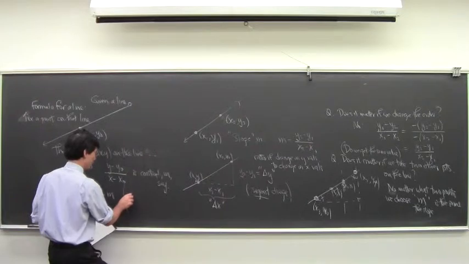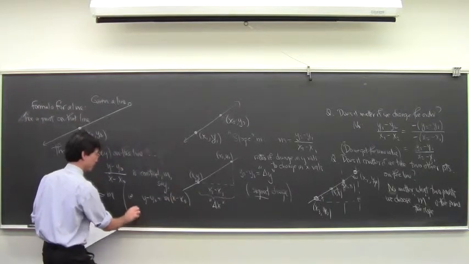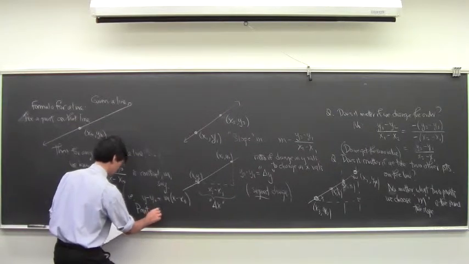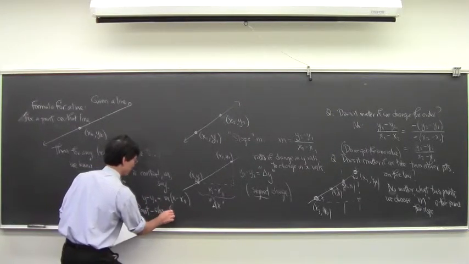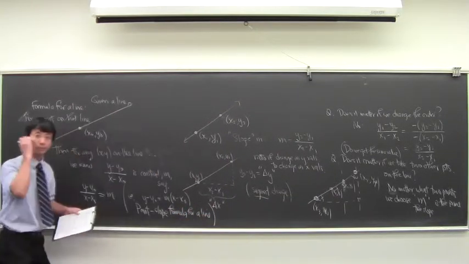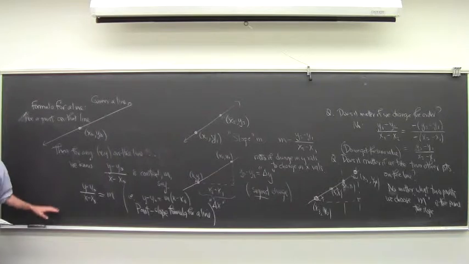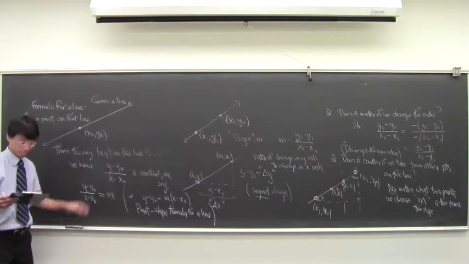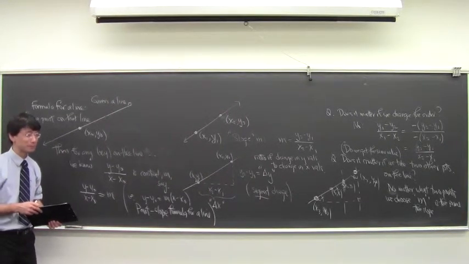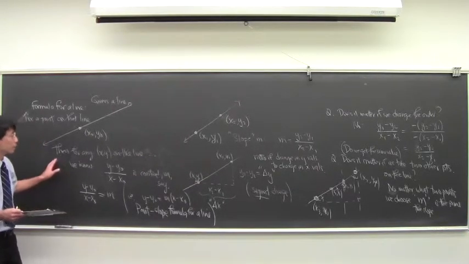In other words, y minus y0 equals m times x minus x0. This is the so-called point-slope form for a line. Okay, any questions?